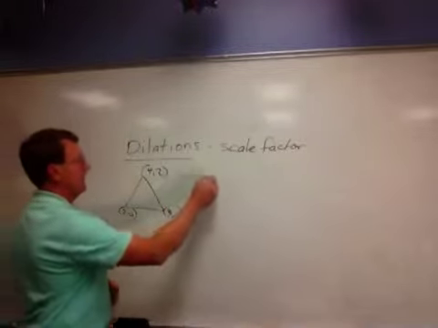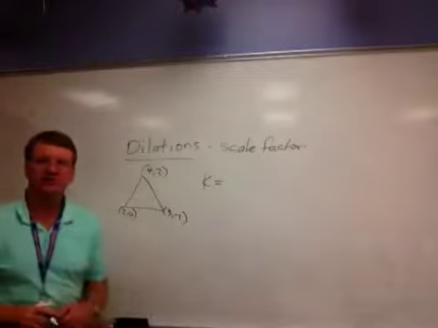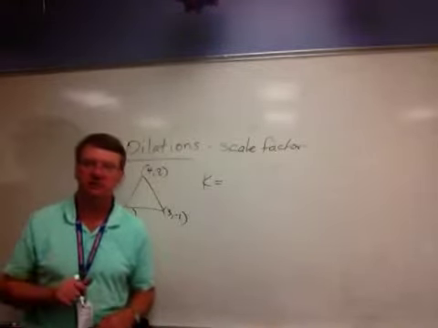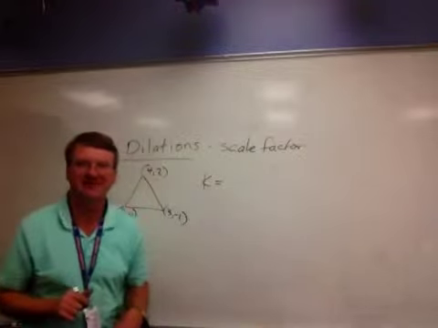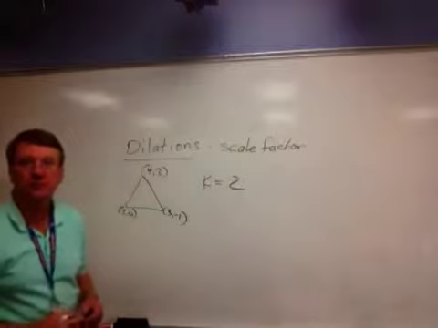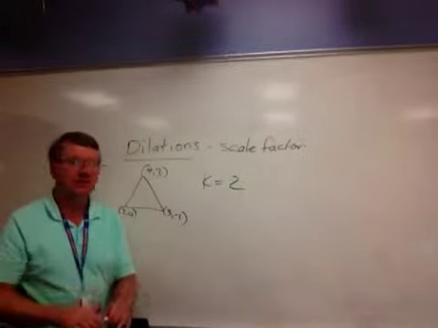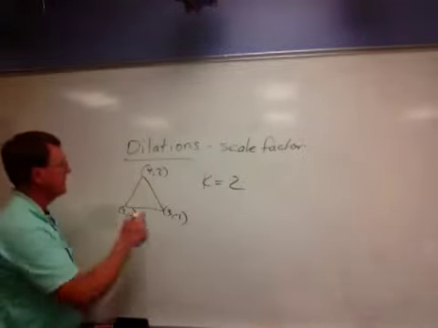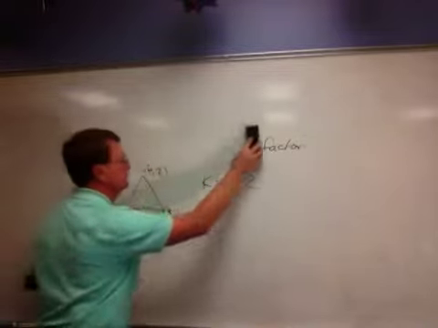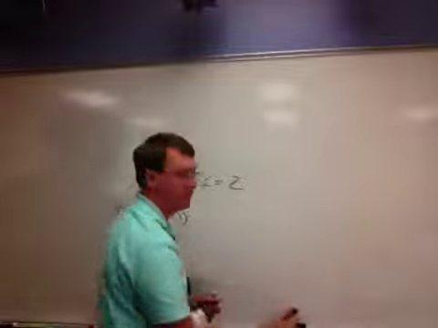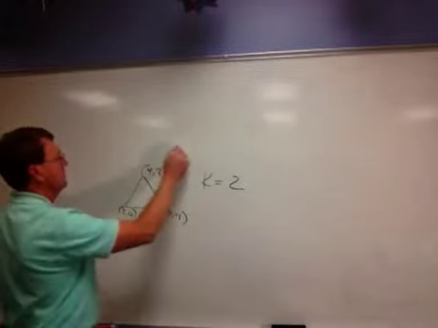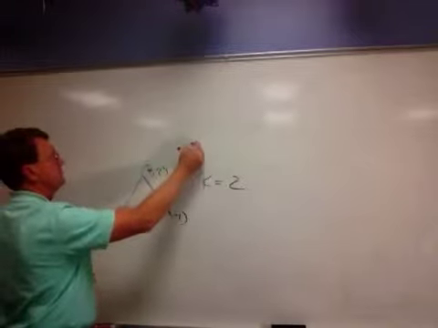If you have a scale factor, by the way, they give you a scale factor. Let's say it's a scale factor of 2. It's very easy. Everything's just doubled. Instead of 4, 2, they now go out to 8, 4. Where's 8, 4 at? Up over here. 8, 4.